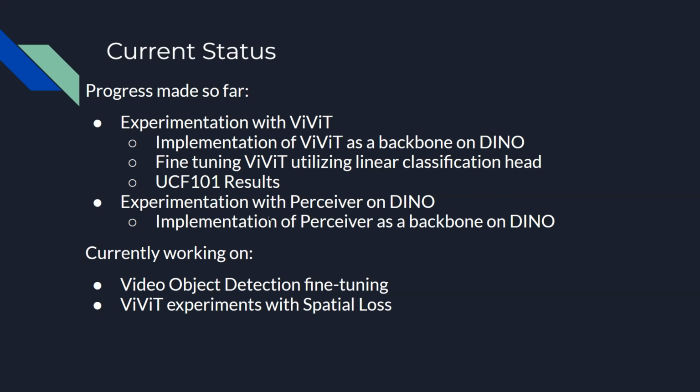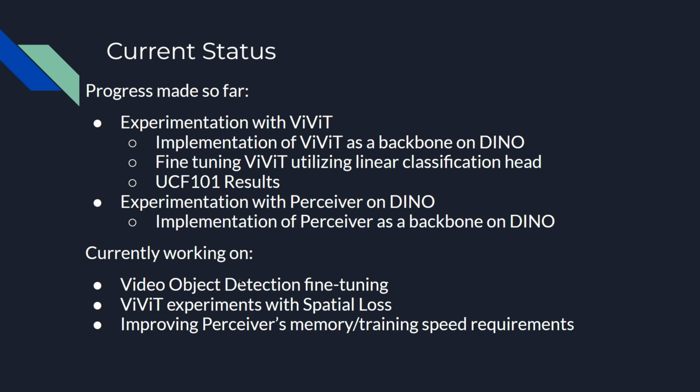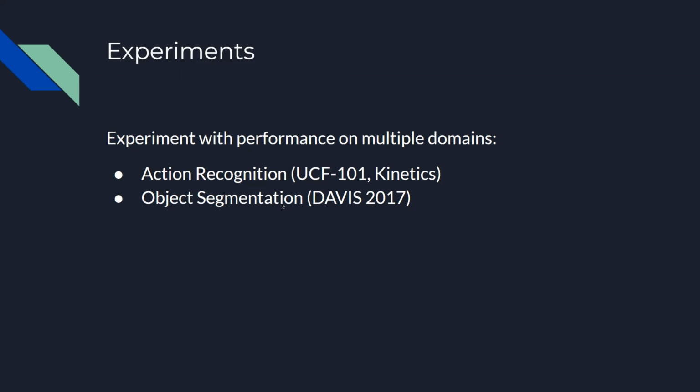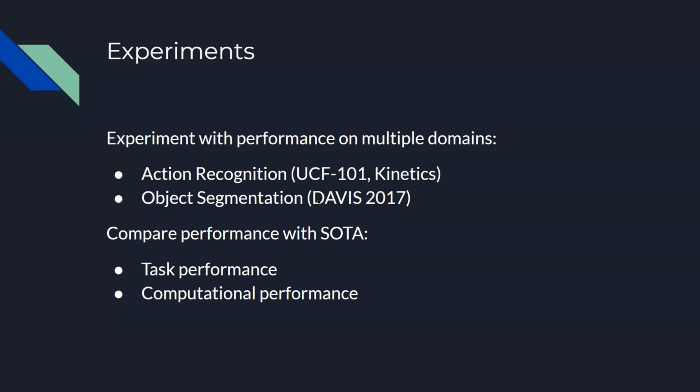Vivid experiments with spatial loss, improving the Perceiver's memory and training speed requirements. Perceiver is just a very memory hungry model. For experiments, we want to do experiments with performance on multiple domains, such as action recognition and object segmentation, compare state of the art performance, computational performance, and qualitative analysis of the attention maps and the task performance.